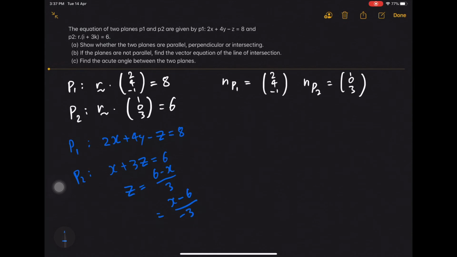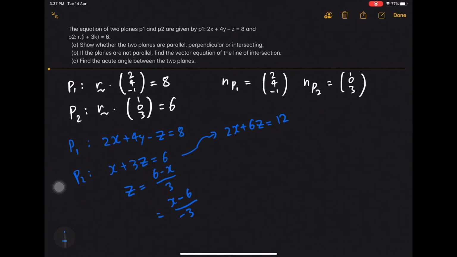How am I going to do that? First, we can multiply plane 2 by 2 throughout, so we're going to make 2x. We're going to use the elimination method. So we have 2x plus 6z equal to 12, and we're going to subtract it with plane 1. Plane 2 subtract plane 1, or plane 1 subtract plane 2, it doesn't really matter as long as you can get z and y in the equation.